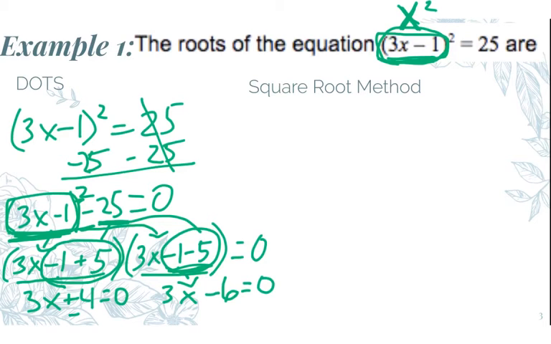Okay, so now minus 4. Maybe I'll fit it. I don't know. Okay, and then I've got 3x equals negative 4. I am not going to fit this here.